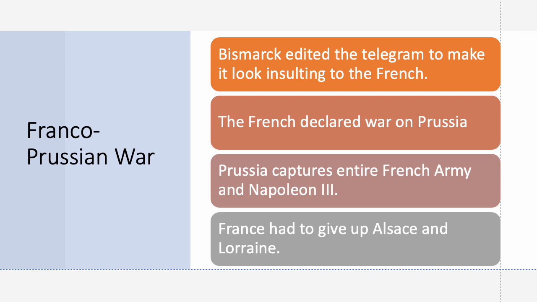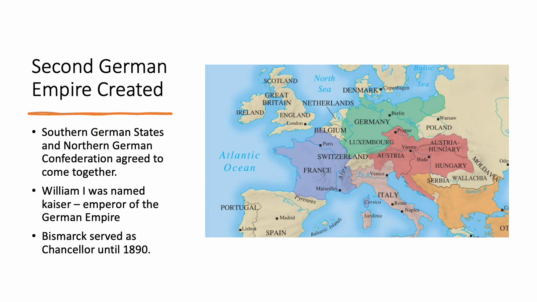Prussia is going to be very successful in the Franco-Prussian War. They're going to capture the entire French army and their leader, Napoleon III. And France is going to end up having to give up land that's located in the southern part of Germany. With this, the southern German states and the northern German states are going to agree to come together to form Germany. So Prussia will be no more. It'll be one country unified of people of German descent that speak German.